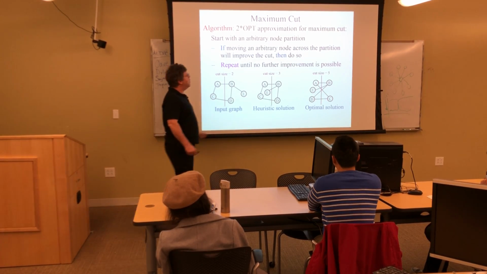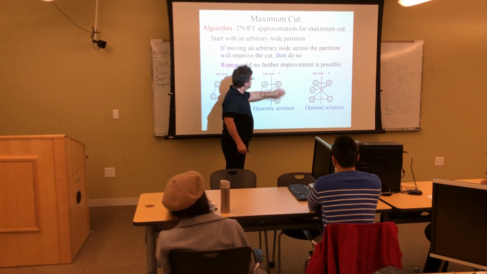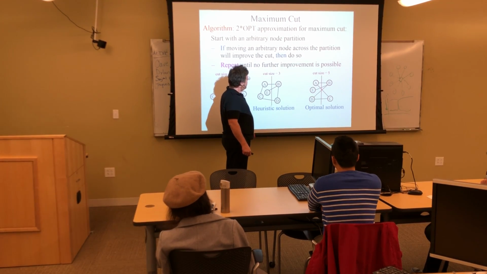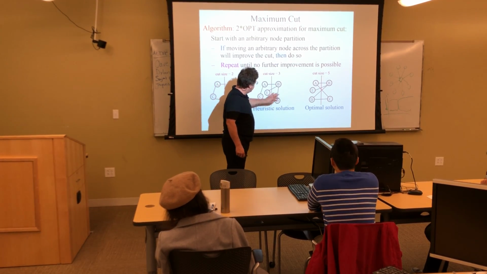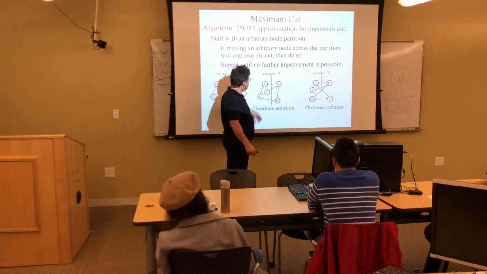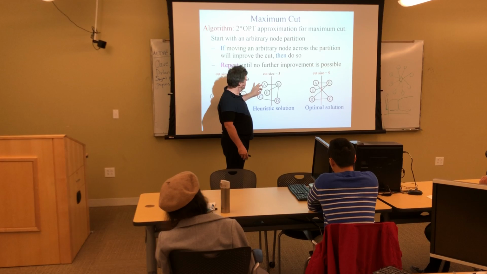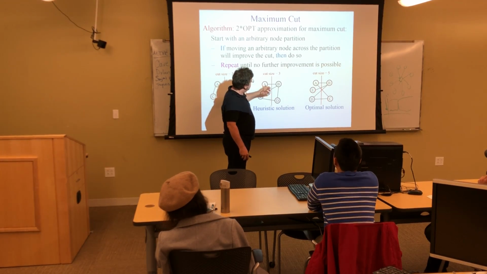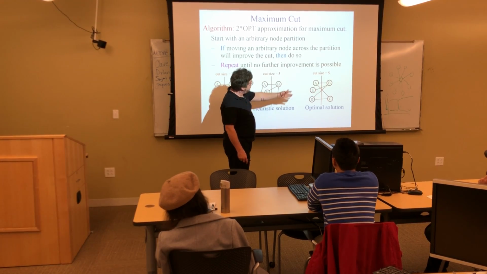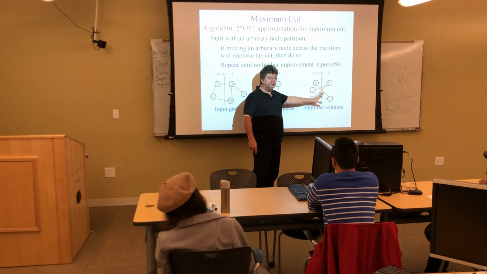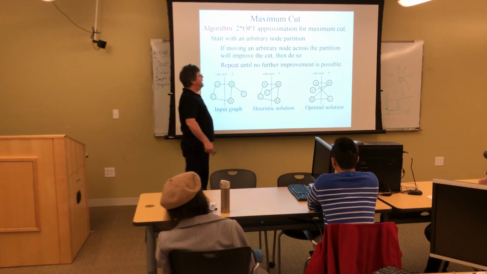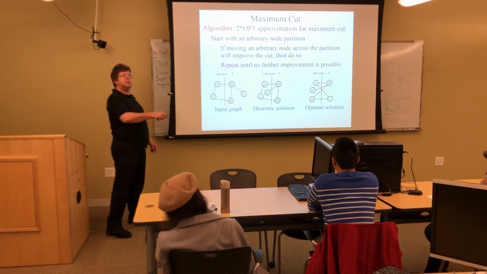So now there's not a way to move a single node across the cut in a way that increases the cut size anymore. If you put the C here, nothing will change. Put the D here, cut size won't change. Put the B here, the cut size will get worse, not improve. And so that's a solution, cut size 3. Of course, we already know that the optimal is size 5.